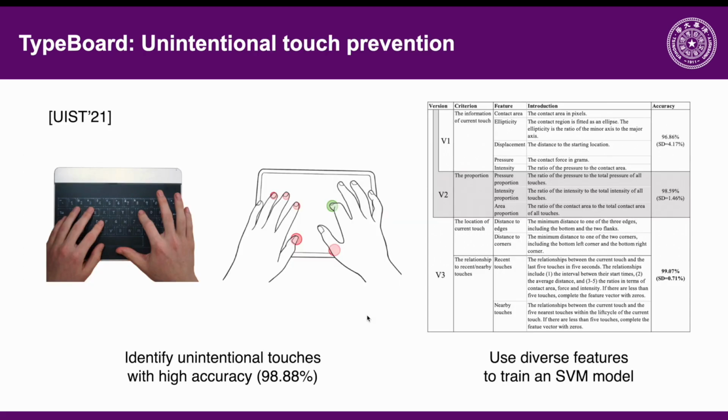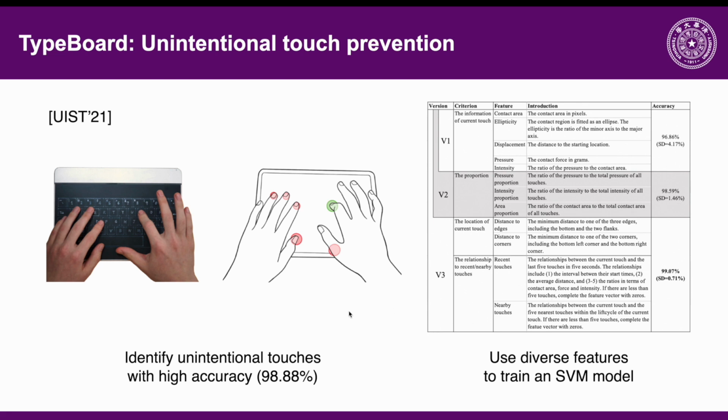Before implementing ResType, we first followed Typeboard to identify unintentional touches, allowing users to rest hands on the keyboard. Typeboard uses diverse features to train an SVM model, including the area, the shape, pressure, and other geometric features of the touch points.